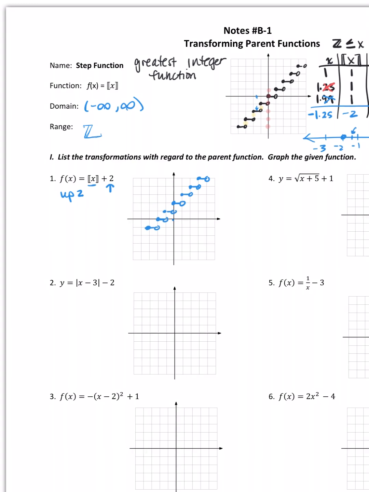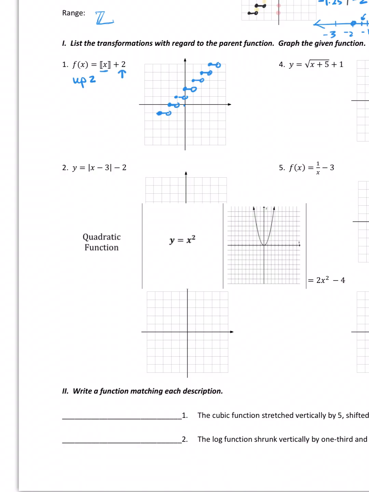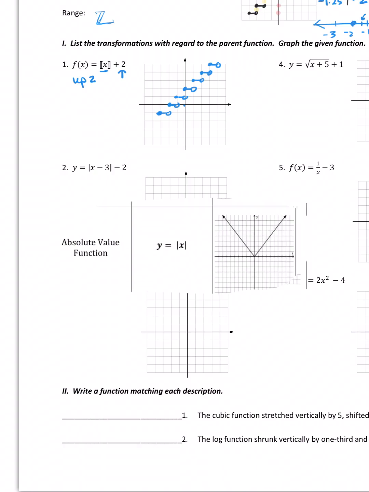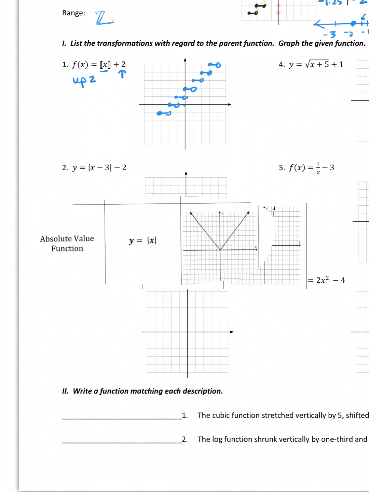Okay? Now let's look at number 2. We're not doing greatest integer function here, we're doing absolute value. So if you don't remember, pull out your pink notes. What does your absolute value function look like? Well, your absolute value function is not that one, but it's this one. Absolute value function looks like this. Remember this from our pink notes? It's the V, right? It's the V with the center at 0, 0.